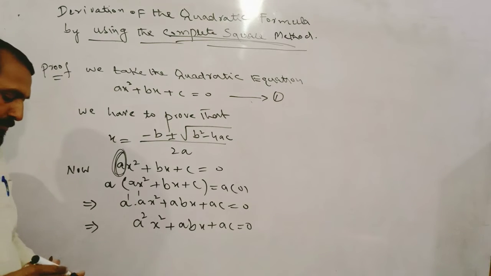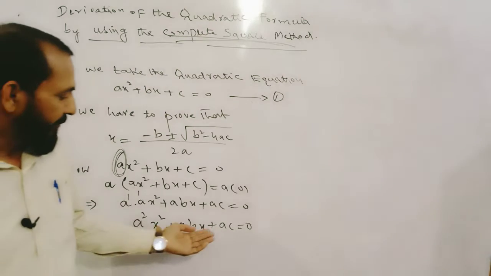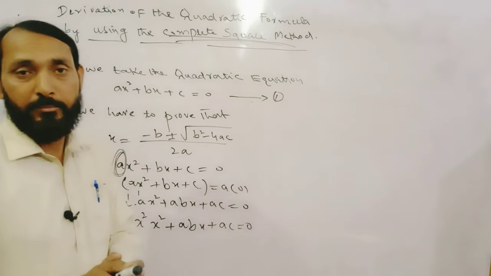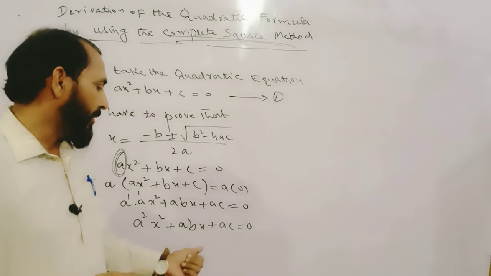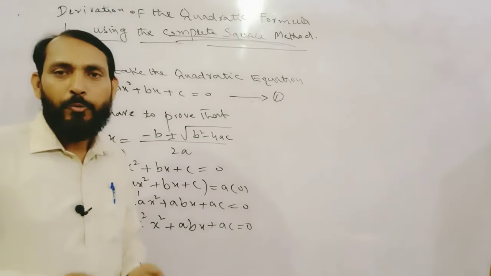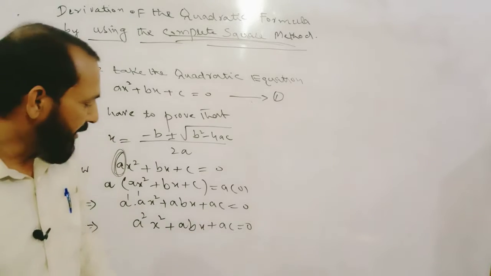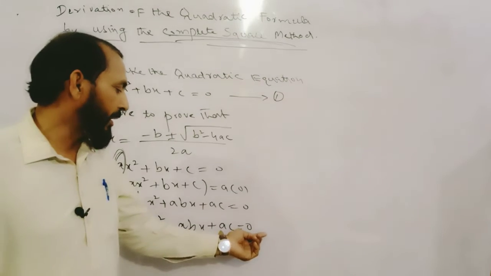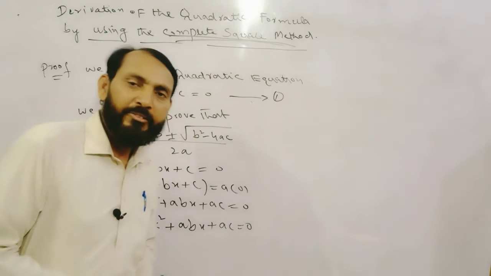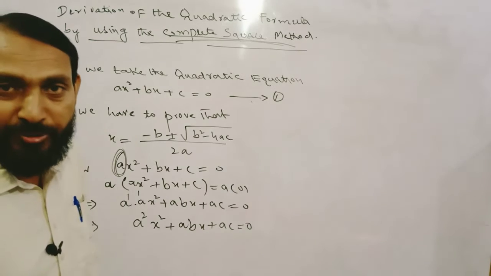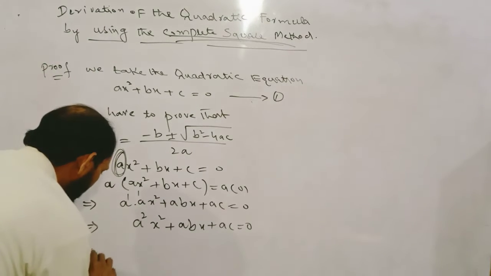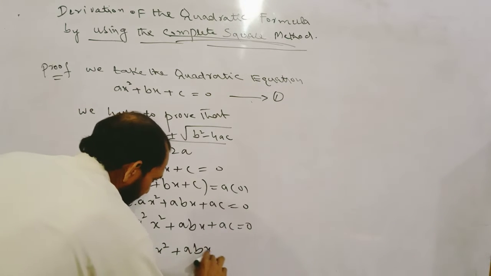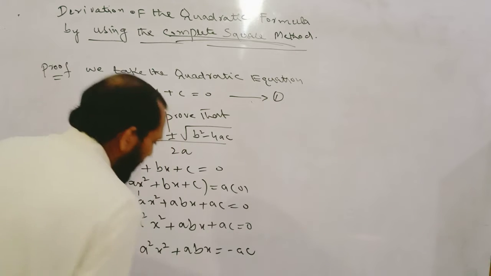After this, we have ac, which does not contain a variable. We take it from the left hand side to the right hand side. Here ac has the plus sign, but when we move it to the right hand side, the sign of ac will be changed. So abx is equal to minus ac.